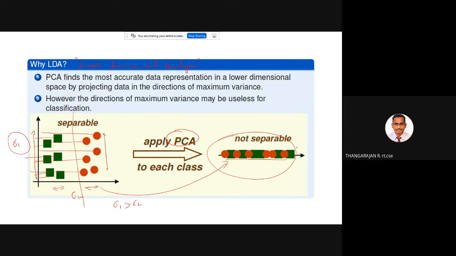Instead of that, what we want is to have both: retain the linear separability and at the same time reduce the dimension. So how are we going to do that? That is what is called linear discriminant analysis. That's what we are going to see.